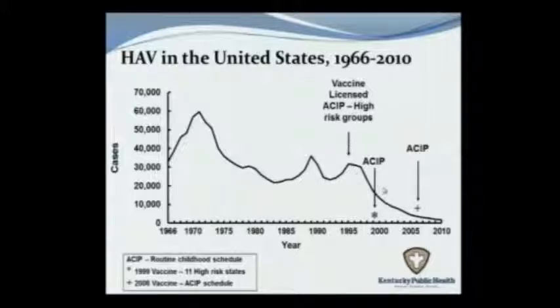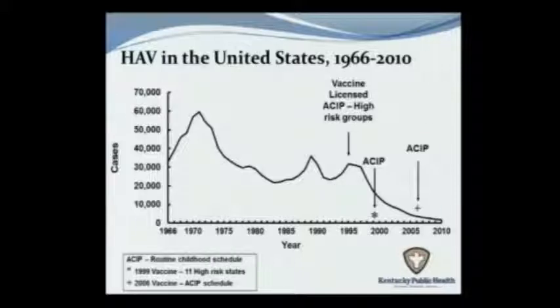And then later on, in 1999, the vaccine was approved for use in 11 high-risk states. We had 11 states in the U.S. that had incredibly high rates of HIV infection, and in 1999, ACIP recommended use for those 11 states. And then in 2006, the vaccine, of course, became part of the immunization schedule. And as you can see, we've had this steady decline in cases. And as I said earlier in that other slide, since 2000, the incidence of hepatitis A cases has dropped 90%.